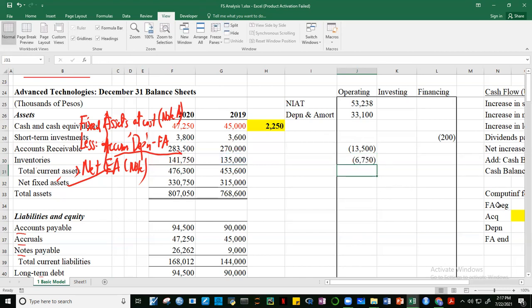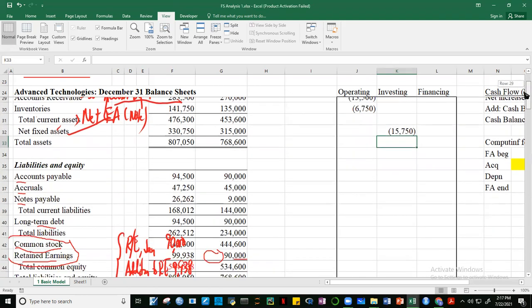kasi bumili tayo ng inventory. Okay, net fixed assets, saan to? Operating, investing, financing. Investing yan. Ang investing, guys, yan papasok yung mga investment in property, plant, and equipment. So, it's also a use of cash kasi tumaas yung PPE natin. Okay. So, a few more, guys.